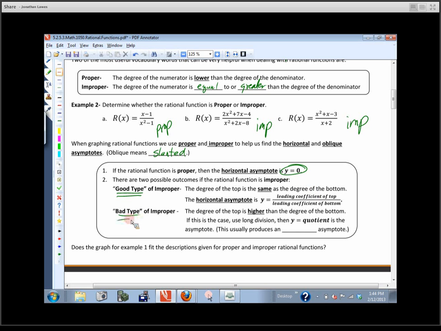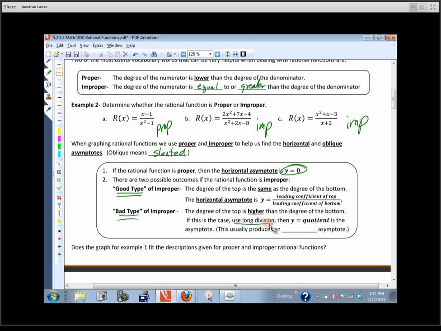Now, I call this the bad type, and the reason it's the bad type is because it takes a little bit of work, and here's the work that it would take. If the degree of the top is higher, so if the top's degree 3 and the bottom's degree 2 or something like that, then it's the bad type of improper, and you have to use long division.